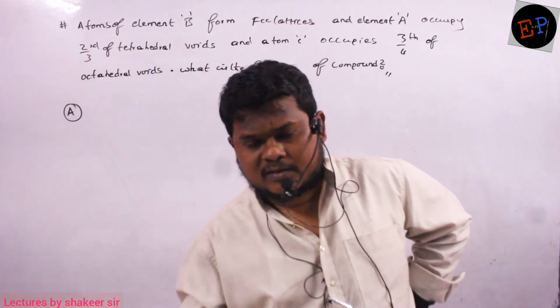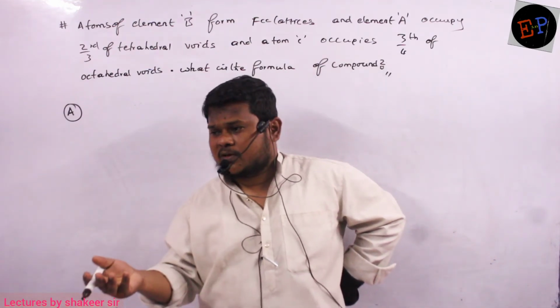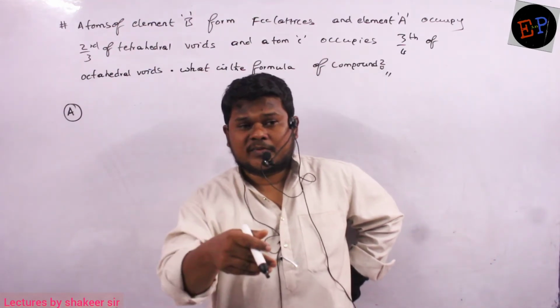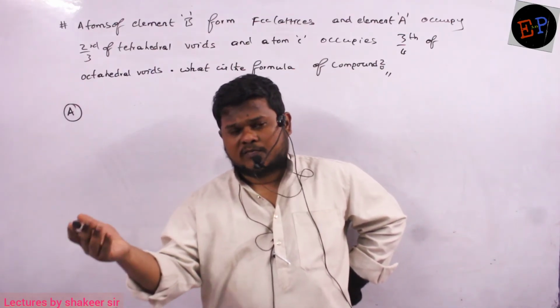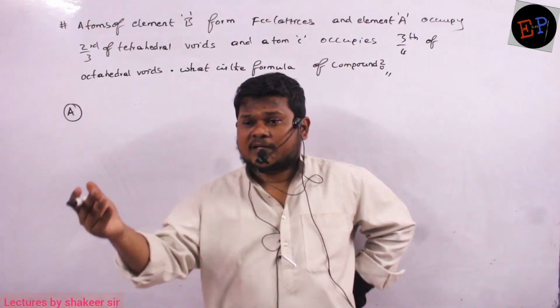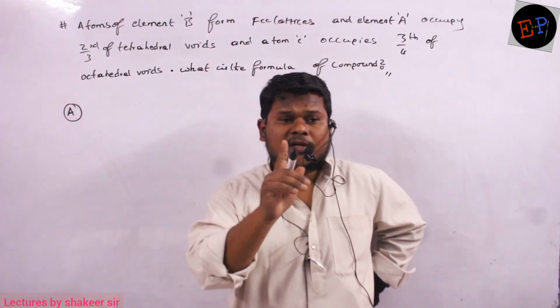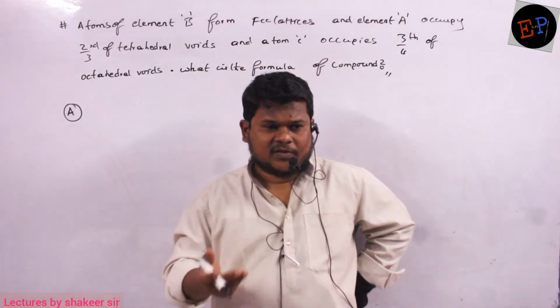For example, take the atoms present on the corners. How many atoms are present at corners? 8. Then what is the contribution? 1/8 into 8 is 1, because the contribution is 1/8. So if atoms are present at the corners, it means actually one atom is present inside that particular unit cell.